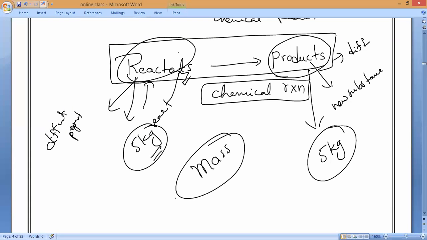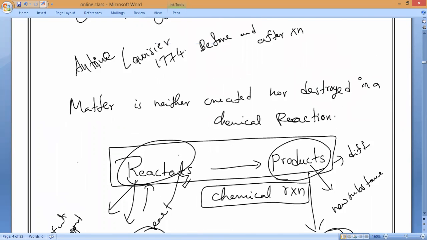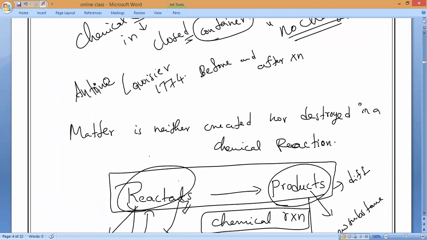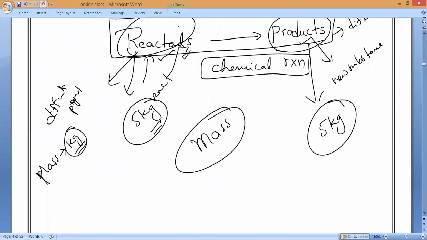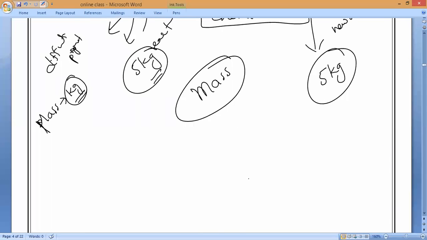Mass remains constant. You studied this in physics; what is the unit of mass? Kilogram. So that is what is called the law of conservation of mass. Mass can neither be created nor destroyed during any chemical reaction. The total mass of the reactants before the reaction and the total mass of the products after the reaction remain the same. That is what we call the first law of chemical combination, the law of conservation of mass.